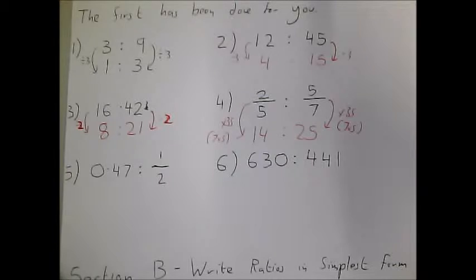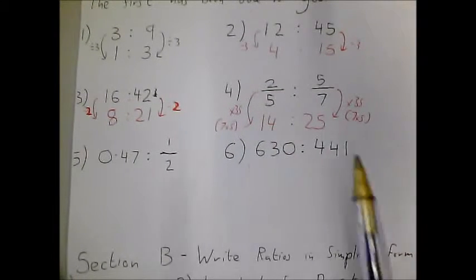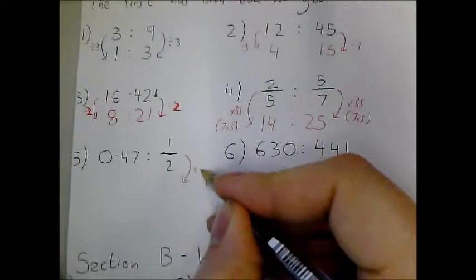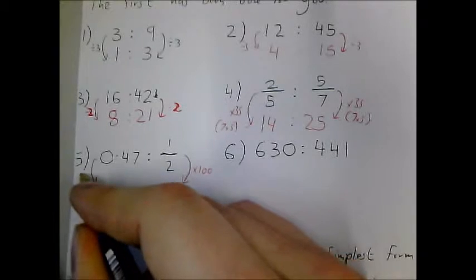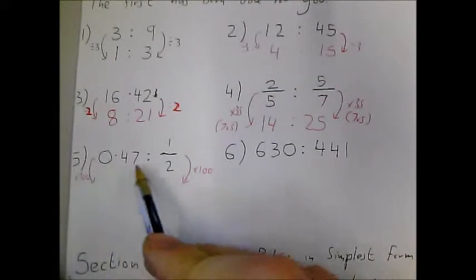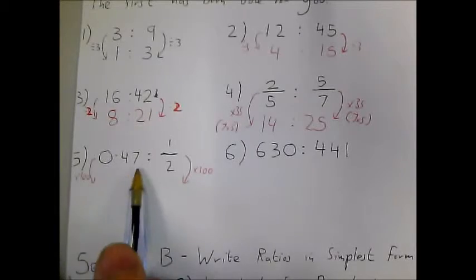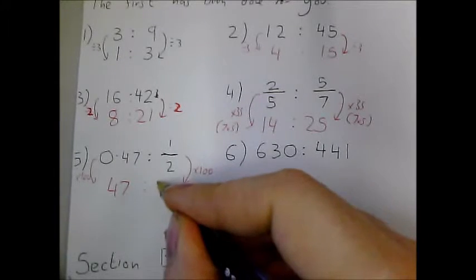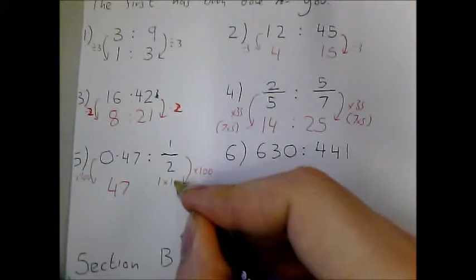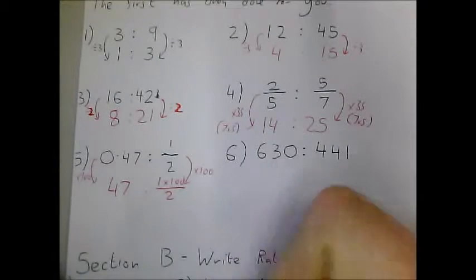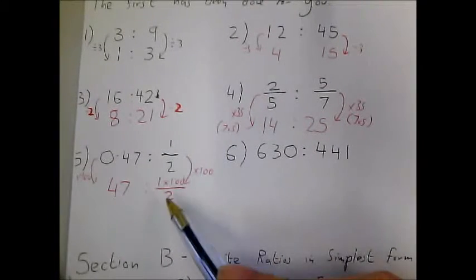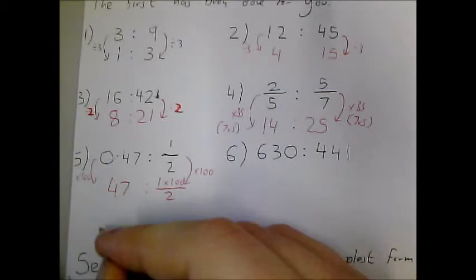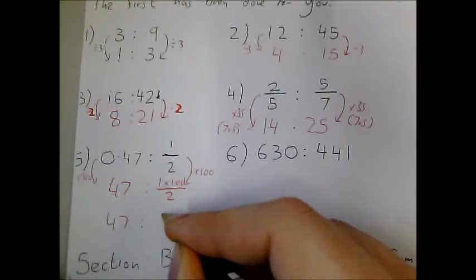Okay, so for this one here, I'll multiply both sides by 100 to cancel out this 0.47. So 0.47 times 100 is 47. And then I multiply by 100, so 1 times 100 over 2. I'm doing this in 2 steps for this one. Then I don't have to worry about multiplying by 1, so it's 100 over 2. And then 2 into 100 is 50, so 47 to 50.